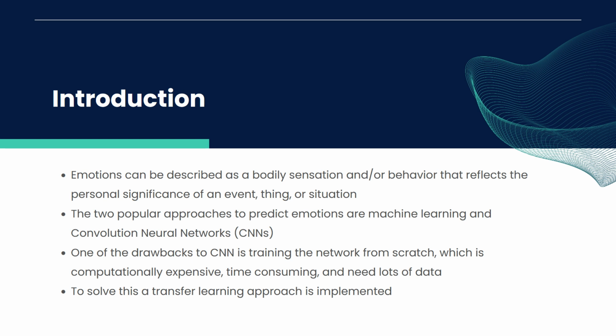So, introduction. Emotions can be described as a sort of bodily sensation or behavior that we experience or feel in response to a particular event or a situation. And facial expression recognition is a very popular field of research in computer science. The two popular approaches are machine learning and convolutional neural networks. But one of the drawbacks to convolutional neural networks, or CNNs, is training the network from scratch, which is quite computationally expensive, time consuming, and it requires a lot of data. So to solve this, a transfer learning approach is implemented.